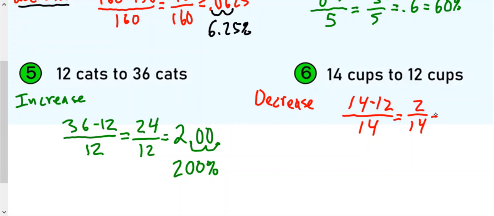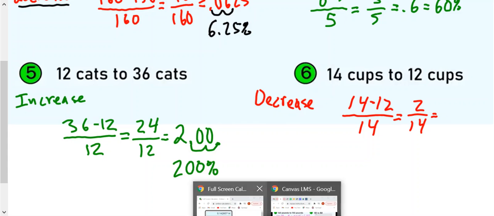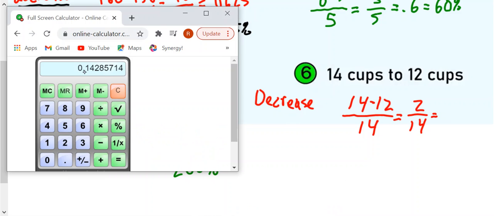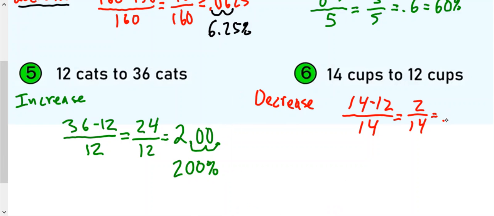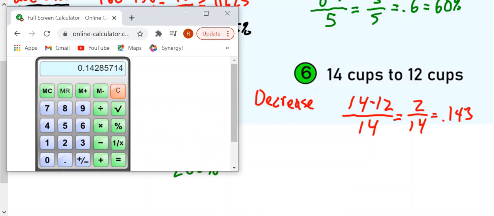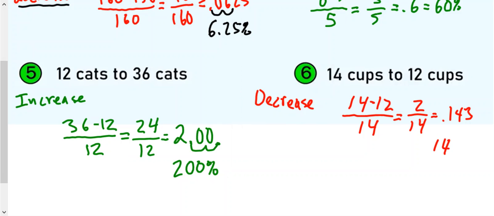0.14. I'm going to round that decimal. 0.142. I'm going to round it to 0.143. So we get 0.143. And then we can multiply by 100, times 100, and we get 14.3%. Okay, so in number 6 we have a 14.3% decrease.